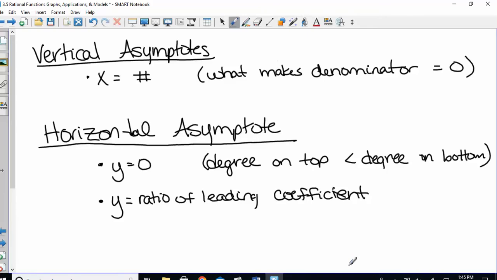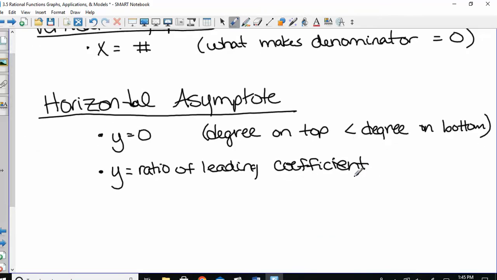There's a delay in the board and it keeps messing up when I'm trying to write. Sometimes we will have to divide the leading coefficients. So when I say ratio of the leading coefficients, we have to take the leading coefficient on top and bottom and divide those. And we do that when it is the same degree on top and bottom.